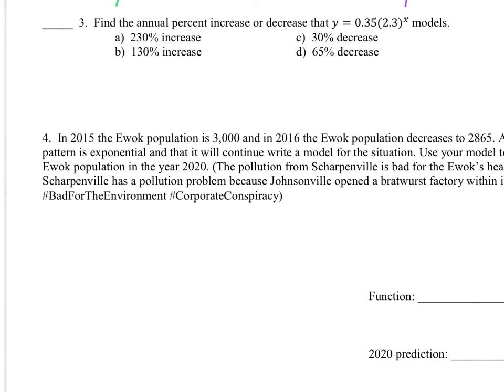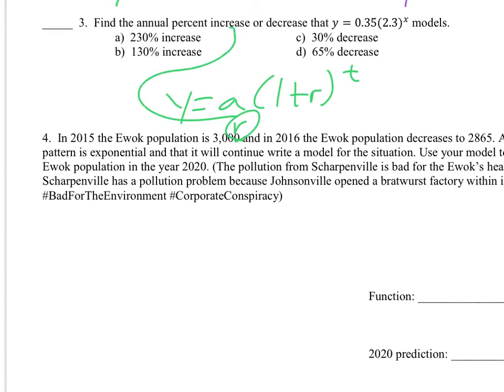So we'll move on to problem number 3. So finding the percent of annual increase or decrease that that model shows. And again, remember our actual model is a times 1 plus r to the t power, where r is that annual percent of increase. That's what we're looking at there. R is the annual percent of increase.